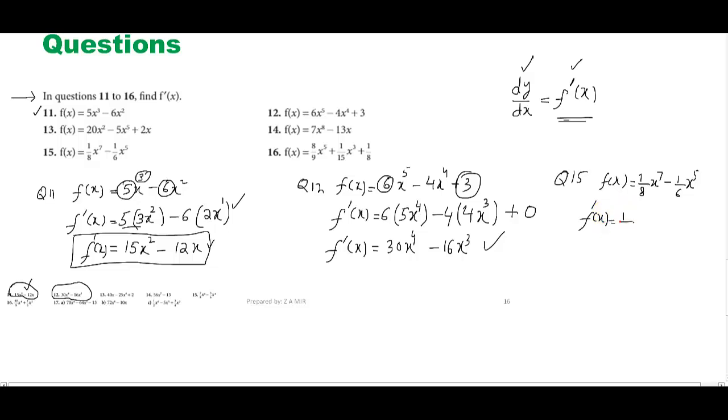So this 1 over 8 will remain the same. Bring the power down and subtract 1 from the power. x power 6, minus 1 over 6 will remain the same. Bring the power down and subtract 1 from the power. So this is the derivative. Just do simplification. f dash of x is 7 over 8 x power 6 minus 5 over 6 x power 4. So this is our answer. This is the derivative. This is the answer of question number 15.